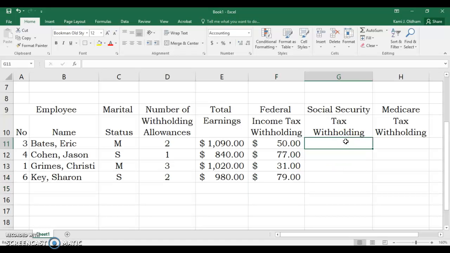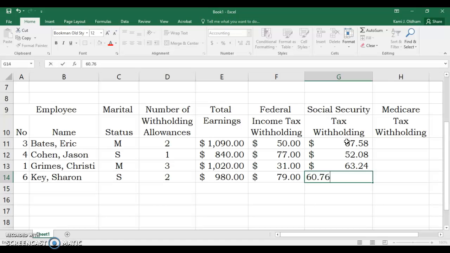Your Social Security tax is going to be that 6.2%. So you're going to take 1,090 times 6.2%, or 0.062. And so here we're going to end up with 67.58. For Jason, we'd take 840 times that 6.2%, and we're going to get 52.08. For Christy, 1,020 times 6.2%, you get 63.24. And then for Sharon, you take 980 times the 6.2% and end up with 60.76.